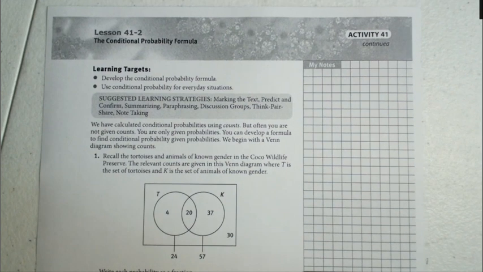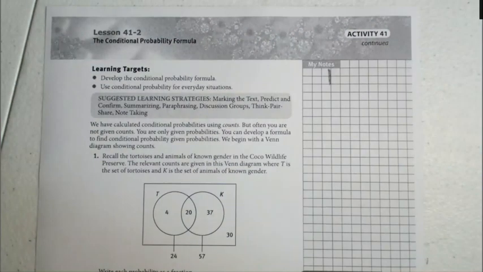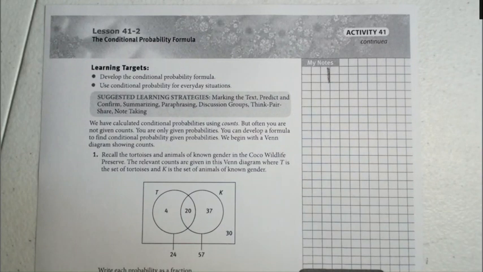Today we will be covering Lesson 41-2 on the conditional probability formula. This lesson only has one section, so it's just question number 1. Let's take a look at it.